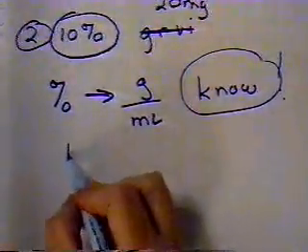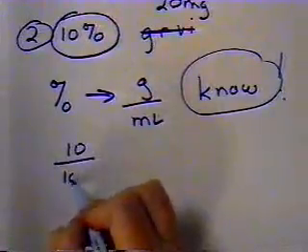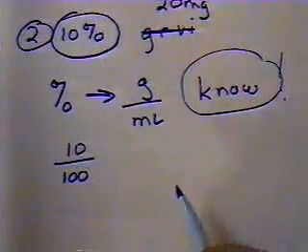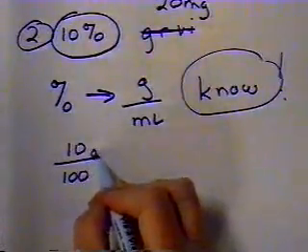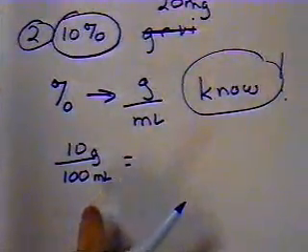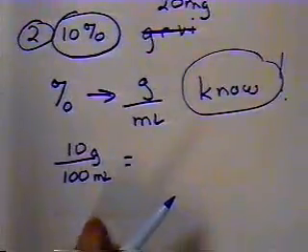So 10% is 10 over 100. That's what the percent means. Percent means 10 over 100. We have to label it grams over milliliters. Write the label on it, or you're going to miss this problem every time.